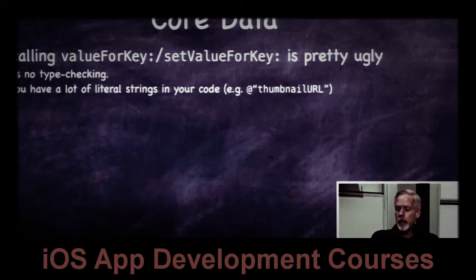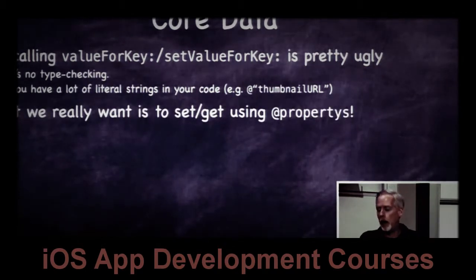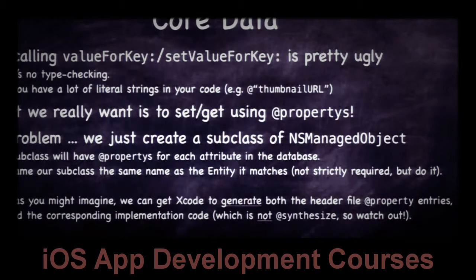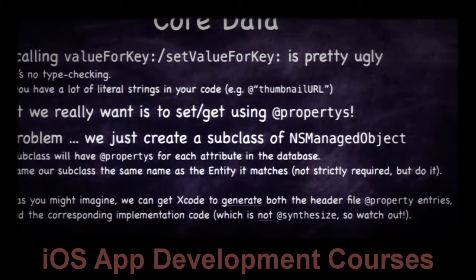So really what we want here is properties. We want to be able to set the title and subtitle and thumbnail URL and all that stuff in my photo using properties and dot notation. So all we need to do that is create subclasses for photo and a subclass for photographer. Subclasses of NSManagedObject, right? And these subclasses will implement all these properties. And of course, because Xcode is so nice, it's going to do that for you.